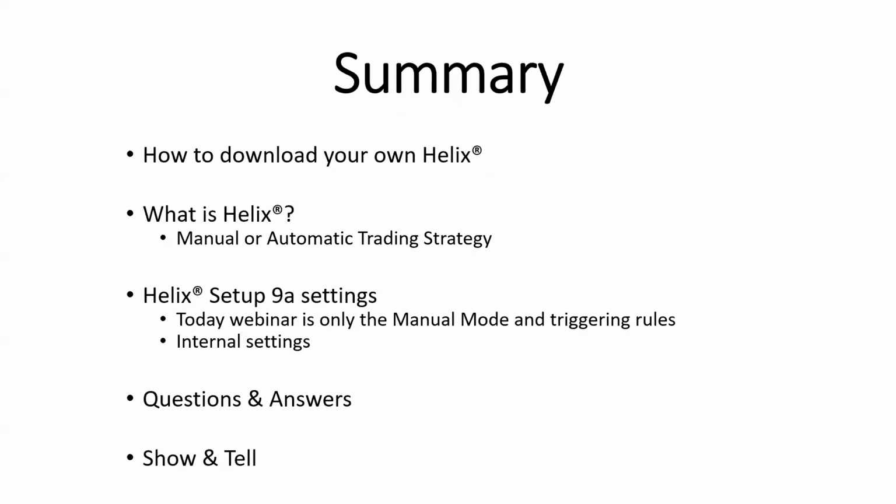I've put together a little presentation. I'm going to show you how to download it, if you don't know how. Then we'll cover what Helix is specifically, the auto mode and the manual mode. Then we'll talk about setup 9A. It's just one of the many setups in there, but there's 9A, B, C, and D. A is the trend, which is the first one I have set up. B is the continuation, C is the breakout, and D is the reversal. You'll see those in the settings.